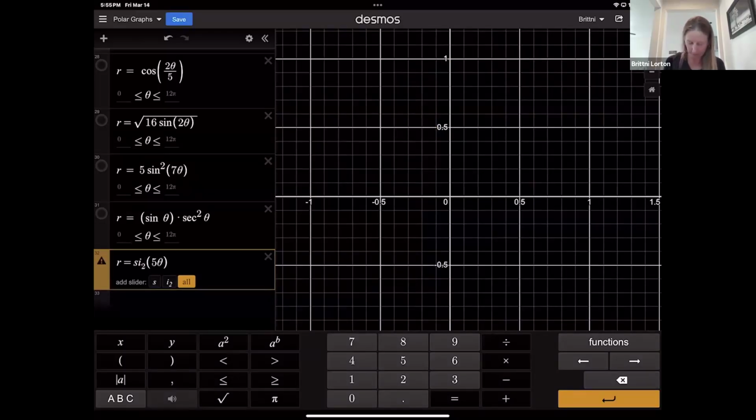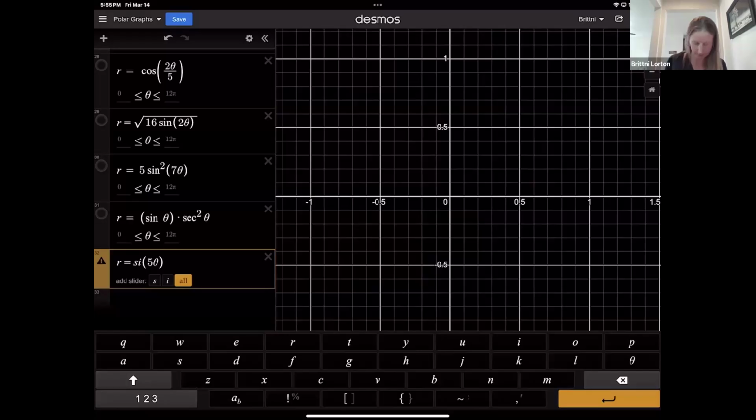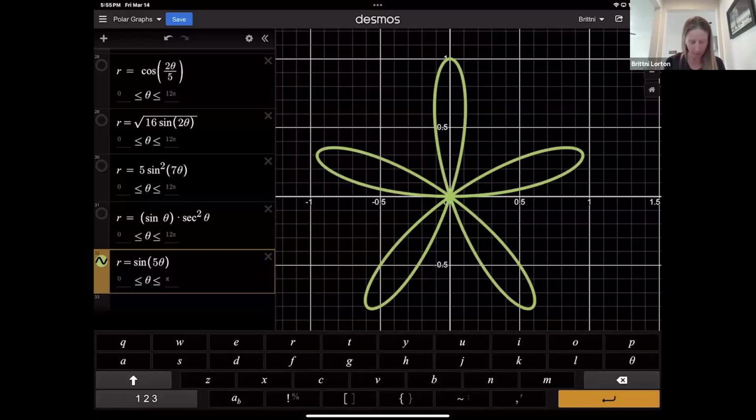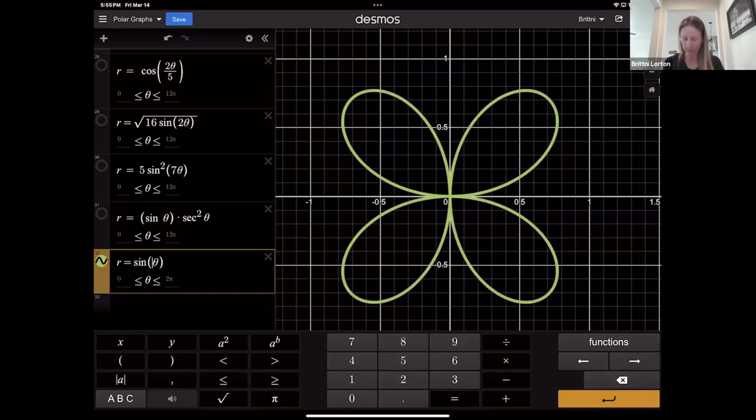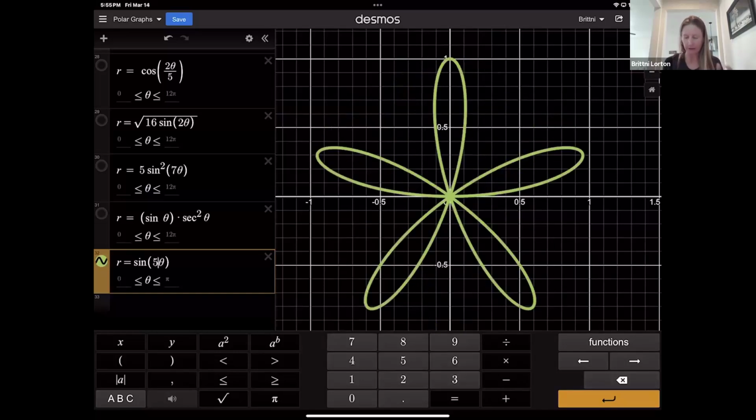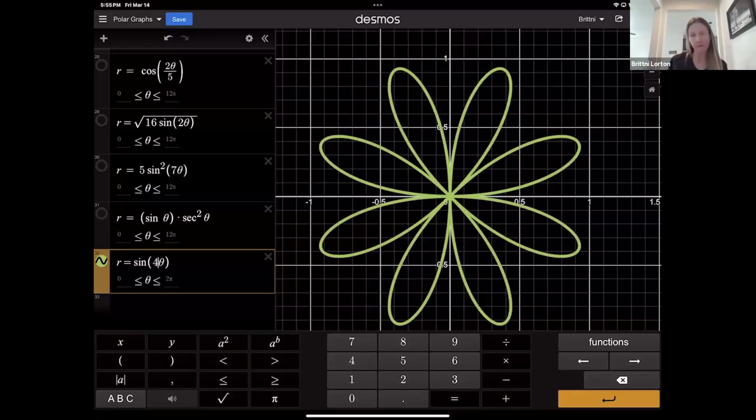Oops, I forgot to write the sine. Sorry, there we go. What if that were a 2 on the inside, then there would be 4. If it was a 3 on the inside, there would be 3. If it was a 5 on the inside, there'd be 5. If there was a 4 on the inside, there would be 8, and so on.